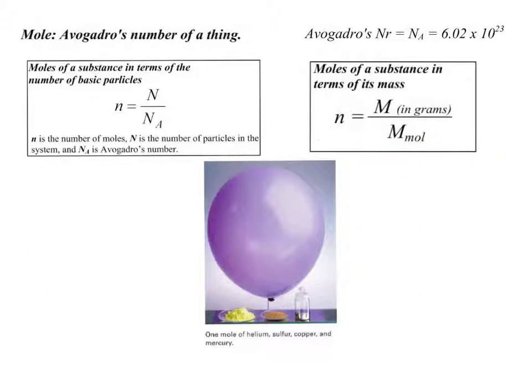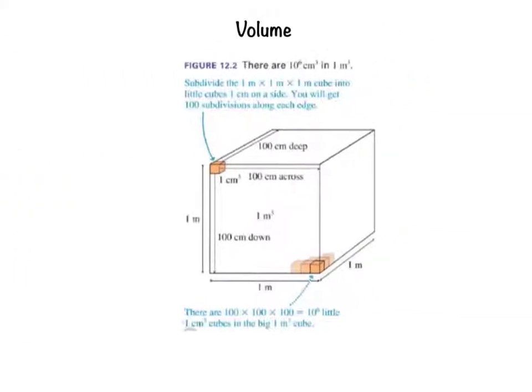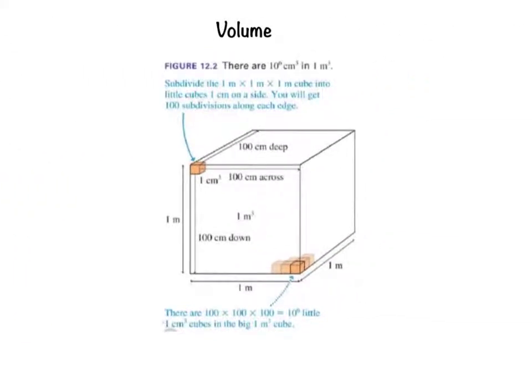Okay, and as another example here, we've got 1 mole of helium, sulfur, copper, and mercury pictured here. There's the helium, there's sulfur, there's copper, there's mercury. You can see that 1 mole of each of those things, their volume is different. Now, speaking of volume, let's take a look at volume for just a second here. Volume is an important property that characterizes a macroscopic system. Okay, it's the amount of space that system occupies.